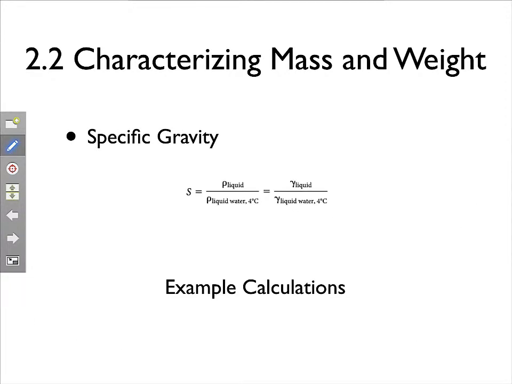So another property is the specific gravity, which is basically the density of a fluid, of a liquid, relative to the density of water. And so this is not going to have any units because you can see it's density over density or gamma over gamma, and either one. And so the units are going to cancel out, and specific gravity will be unitless. It's a unitless number.